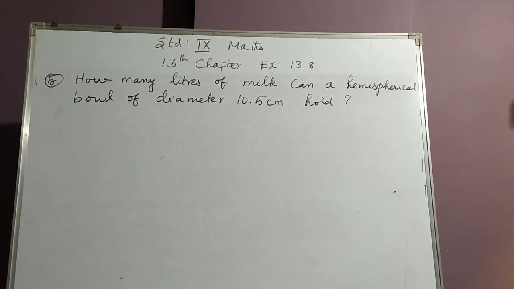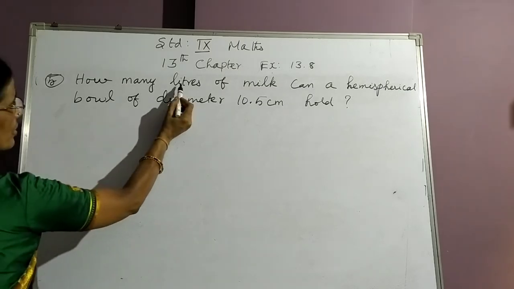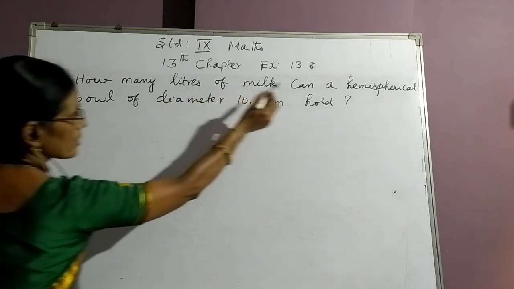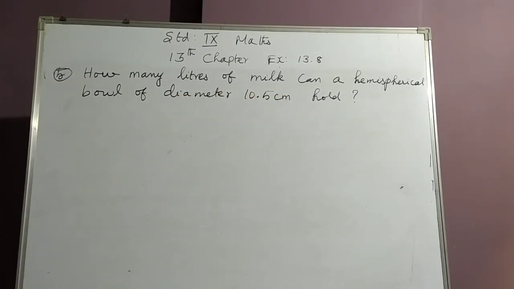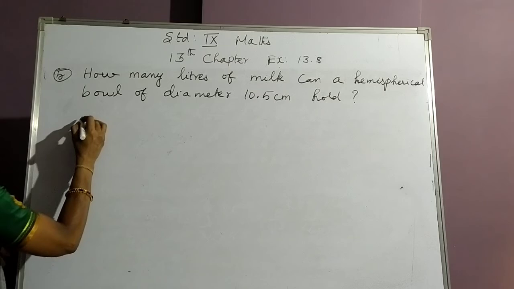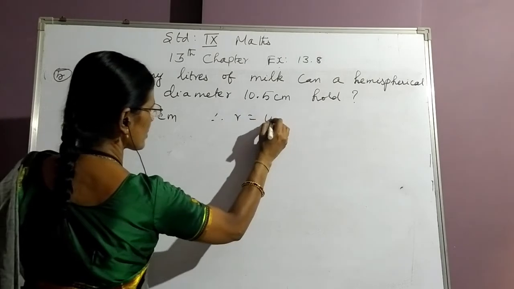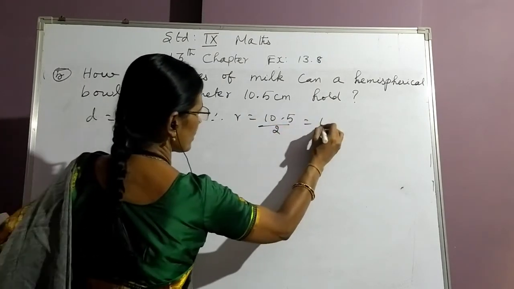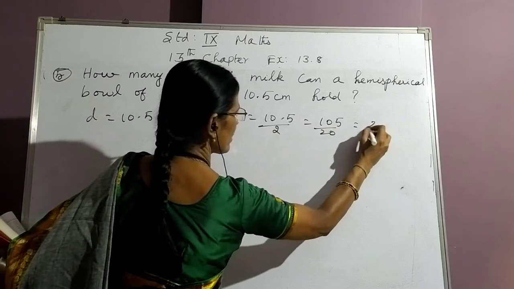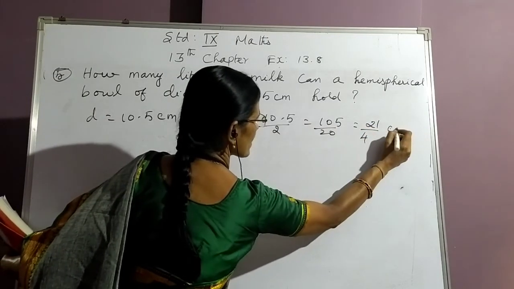Fifth sum is, how many liters of milk can a hemispherical ball of diameter 10.5 centimeter hold? How many liters shows that it is of volume. Diameter is 10.5 centimeter. Therefore, radius is diameter divided by 2, which is 10.5 divided by 2, or 105 divided by 20. It is 21/4 centimeter.